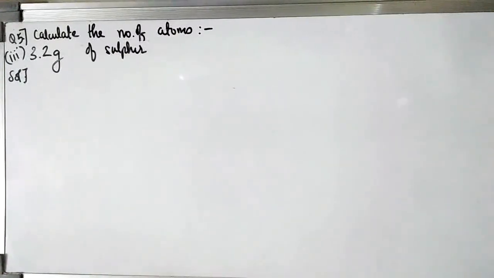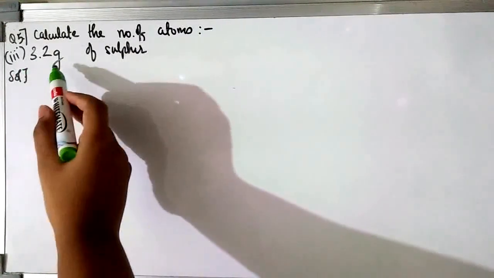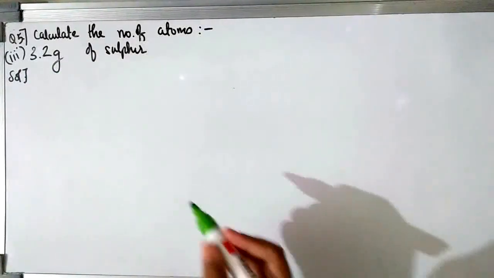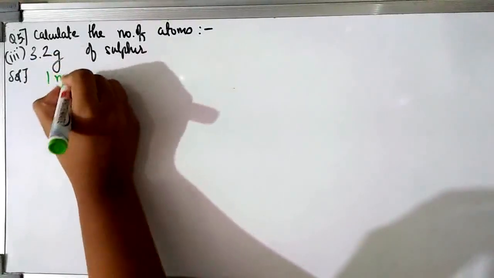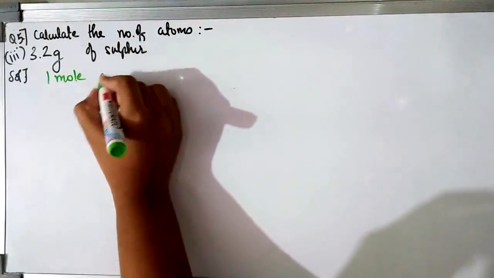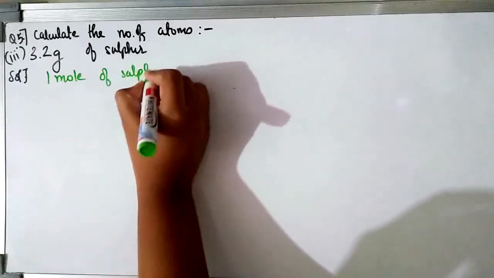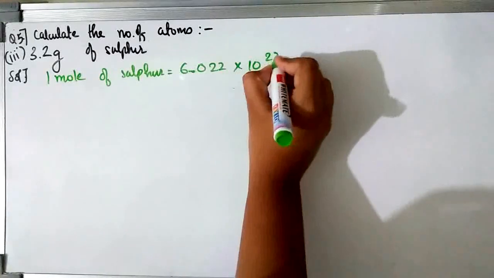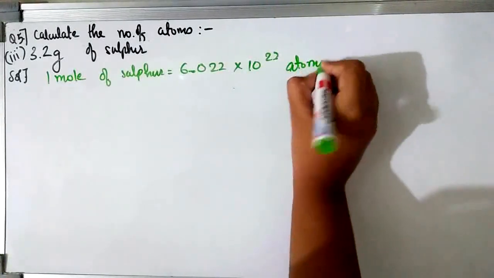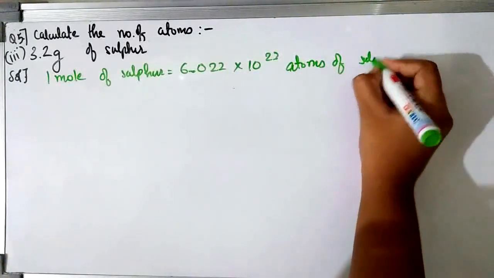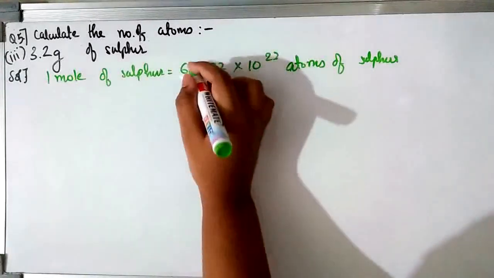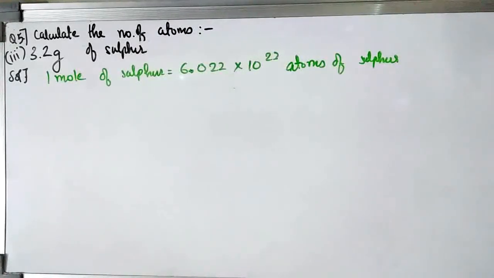So this time we have to calculate the number of atoms present in 3.2 gram of sulfur. So this time we have got some weight over here. So let's see how to do that. Now a similar method will do. Now we know that 1 mole of sulfur will have 6.022 into 10 to the power 23 atoms of sulfur. Okay, 1 mole atom of sulfur is going to have 6.022 into 10 to the power 23 atoms of sulfur. That is the Avogadro number, or the value of 1 mole.